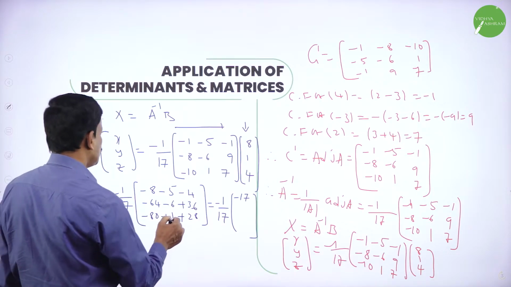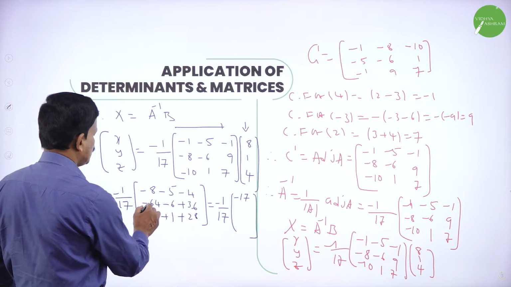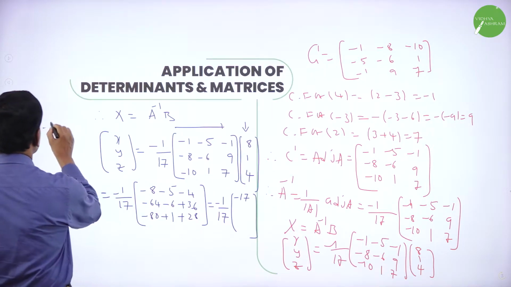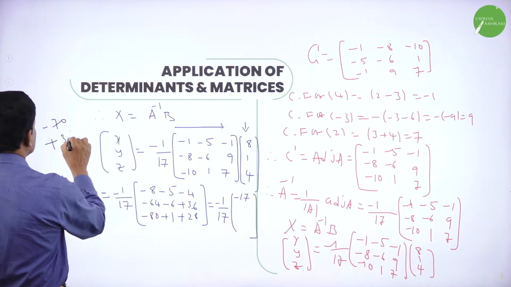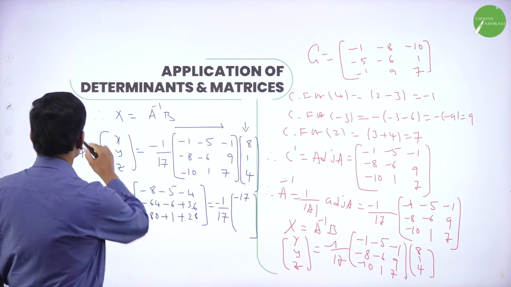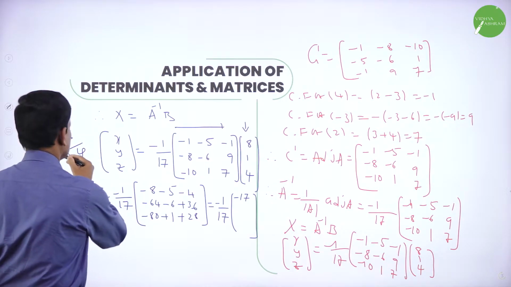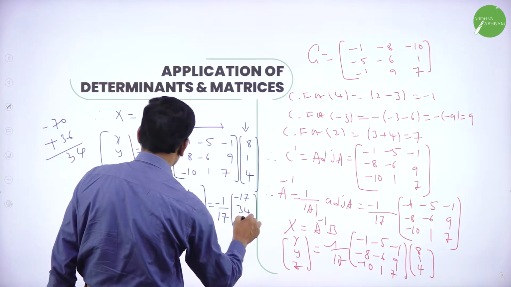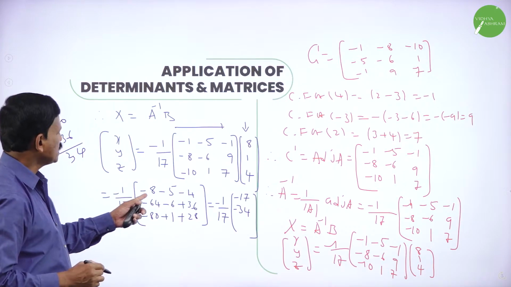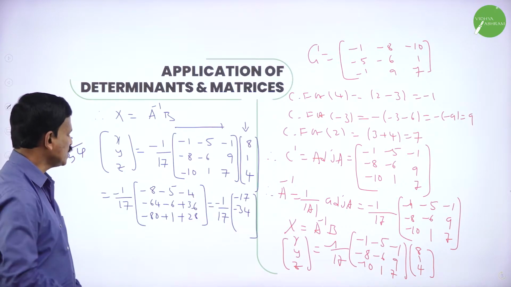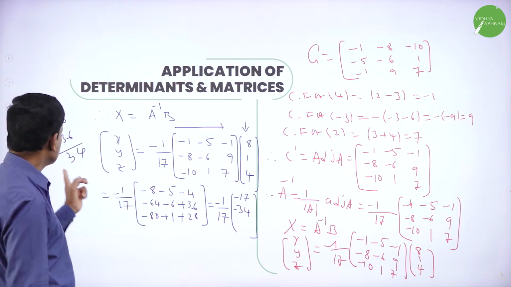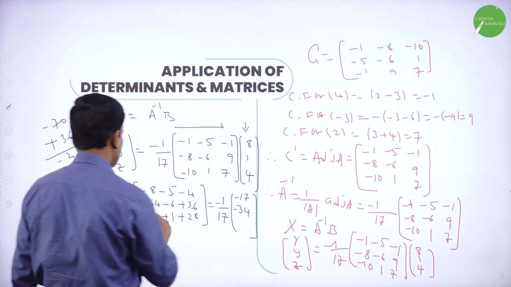Next, so here what is this? Minus 64 minus 6 is minus 70. Minus 70 plus 36 is minus 34. See here, minus 8, minus 5, minus 4 is minus 17. Minus 64 minus 6 is minus 70 plus 36 is equal to minus 34 again.